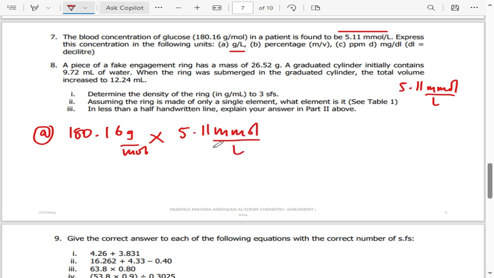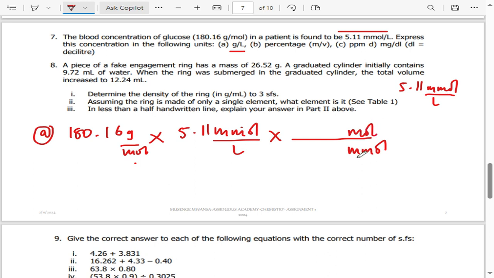And the reason for that is that this mole down can cancel with the mole that is on top there. So that will give us our answer remaining in grams per liter. But here, this is a mole, this is a millimole. So I need to convert a millimole to mole. So I'm going to multiply. I've got a millimole on top. I'm going to put a millimole down because I want it to cancel. And then I want to convert to moles.